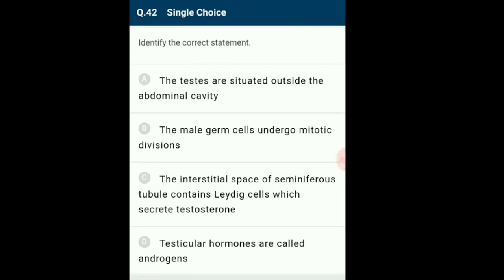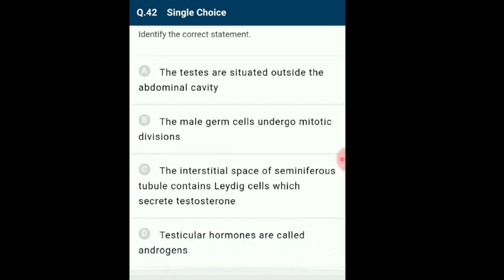Testicle or testis, otherwise called plural testes, is the male reproductive gland in all animals including humans. It is homologous to the female ovary. The functions of the testis are to produce both sperm and androgens, primarily testosterone. Leydig cells, which secrete testosterone and other androgens, lie within the interstitial space of the seminiferous tubule. So the answer for this question is option C. The interstitial space of the seminiferous tubule contains Leydig cells which secrete testosterone.